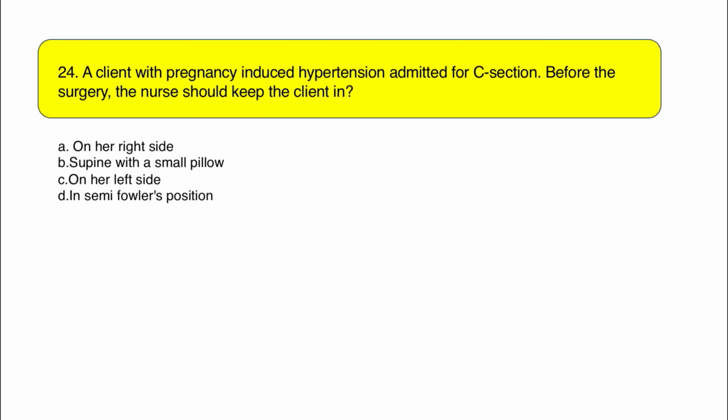A client with pregnancy induced hypertension is admitted for C-section. Before the surgery, the nurse should keep the client in which position? Option A on her right side, option B supine with a small pillow, option C on her left side, option D in semi-Fowler's position. The right answer is option D, in semi-Fowler's position.